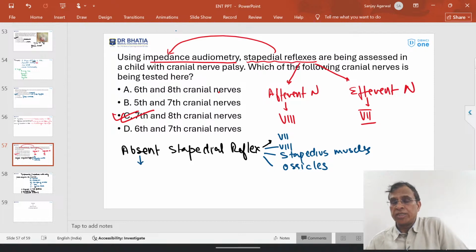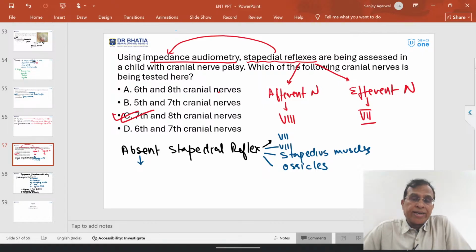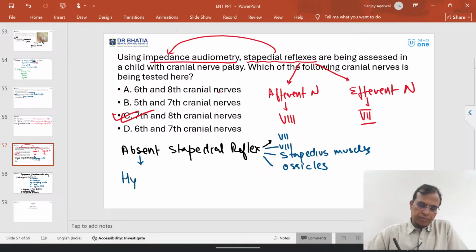उस situation का, उस condition का एक नाम है. So can anybody tell me the name of the condition in which the stapedial reflex is absent? Anybody? I'm waiting for your answers, guys. Let's see. If the stapedial reflex is absent, what is that condition called? It's called hyperacusis.